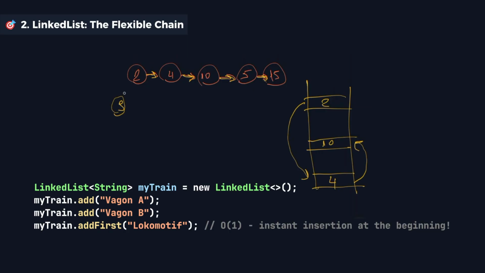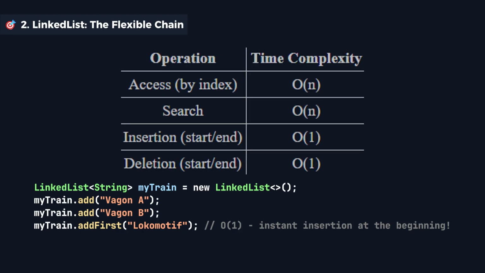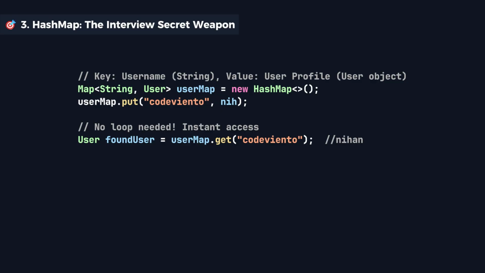Adding or removing an element from the beginning or the end is incredibly fast because we only need to update a couple of pointers. This is an O(1) operation, but this flexibility also has a cost. Unlike with an array, you can't jump directly to the 100th element in a linked list. You have to start from the beginning and traverse 99 nodes to get to the 100th. This is why accessing an element by index takes O(n) time. For the time complexity of the linked list, access and search are O(n), and insertions and deletions from start and end are O(1).